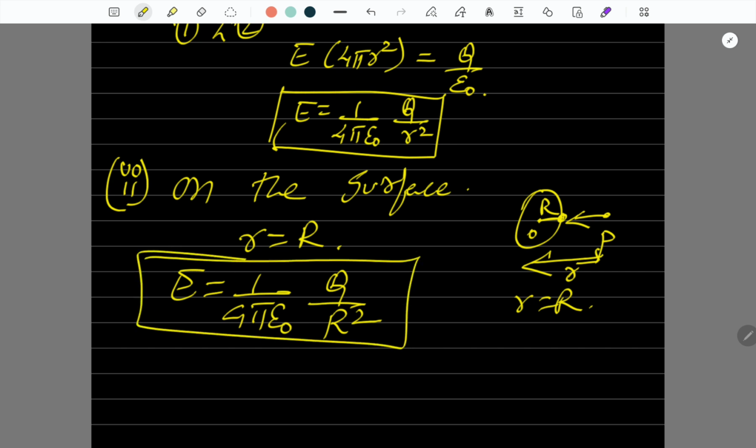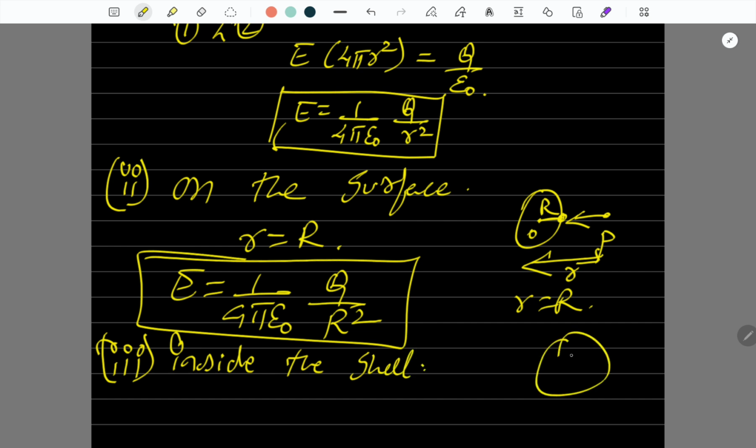Okay, that finishes the second case. And the third case, the point is inside the shell. If the point is inside the shell, what will happen? So obviously I used to take something like this. When you take the sphere this way, after this, if I take from the center, if the point P is inside, what will happen? The Gaussian surface will be inside.